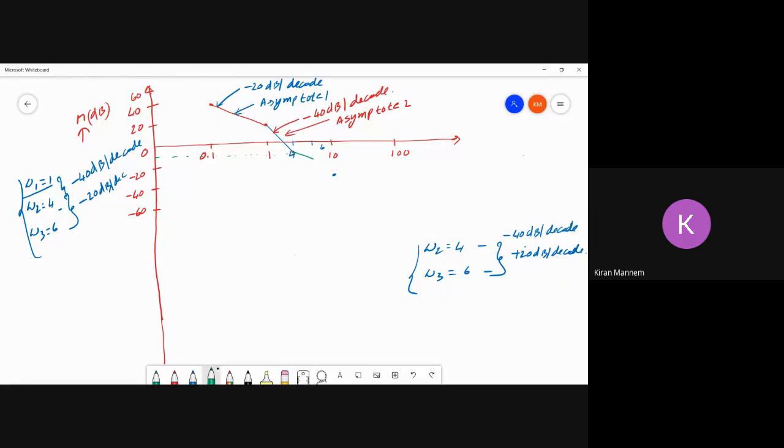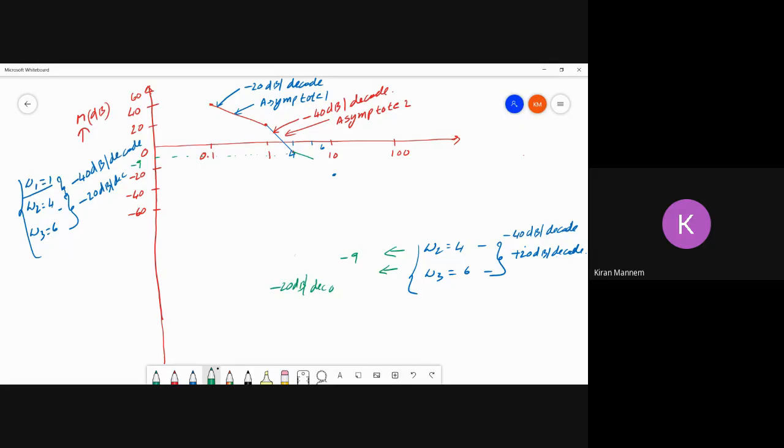I think minus 9 dB. Yeah, so this is minus 9 dB at omega equal to 4. Now, how do you find the slope? If at omega 2 equal to 4 your magnitude is, let us say, minus 9, how do you add the minus 20 dB per decade line? So I should draw a minus 20 dB per decade line, right?